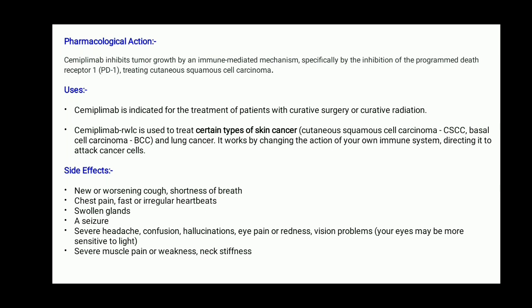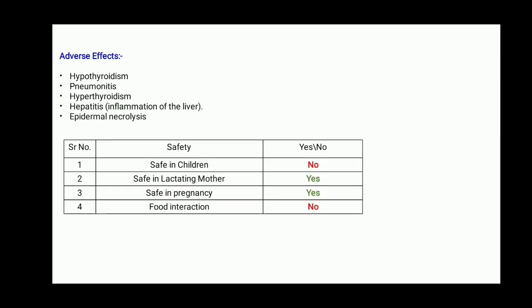There are some side effects also. New or worsening cough, shortness of breath, chest pain, fast or irregular heartbeats, swollen glands, a seizure, severe headache, confusion, hallucinations, severe muscle pain or weakness. There are some adverse effects like hyperthyroidism, hypothyroidism, pneumonitis, hepatitis, that is inflammation of the liver, and epidermal necrolysis. Cemiplimab is safe in lactating mothers and safe in pregnancy. It is unsafe in children and also has food interactions.